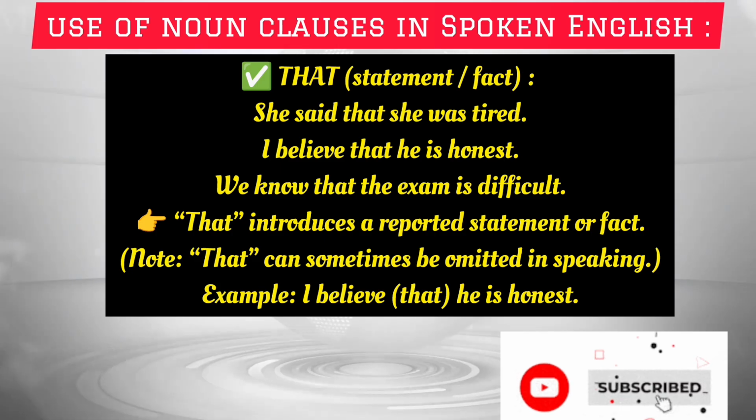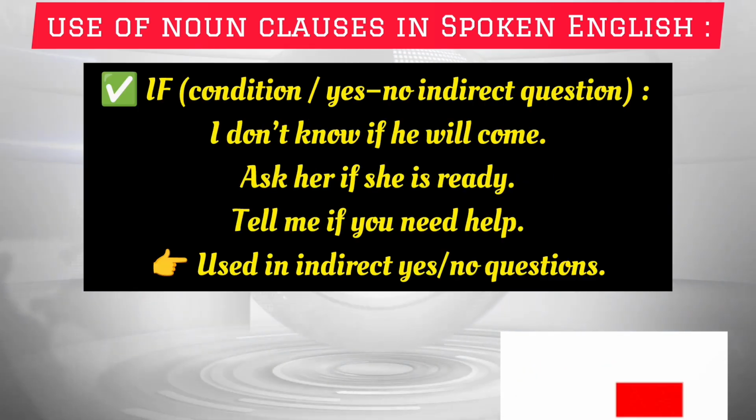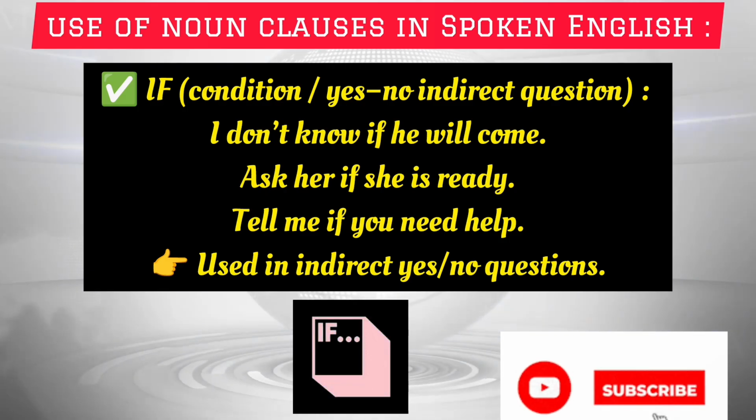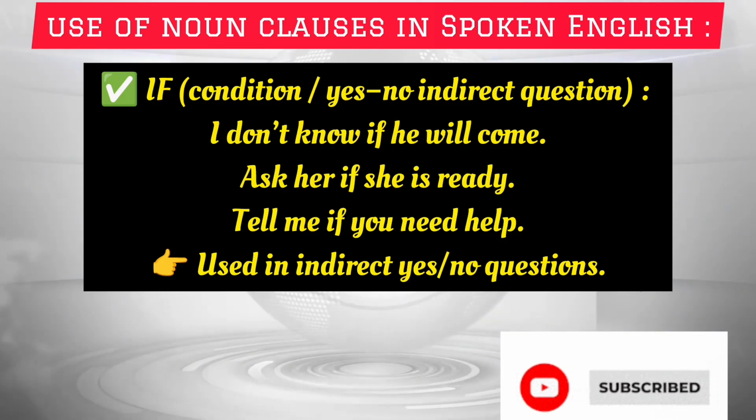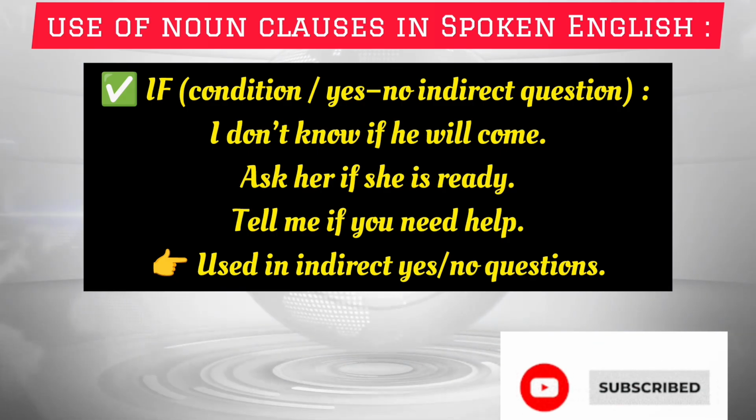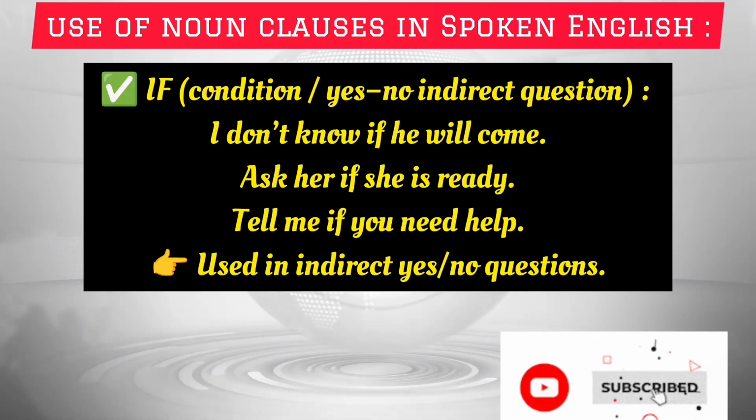Up next, we will see the next one, that is if. If is used to denote condition. Yes, no, indirect question. As you see the first example, I don't know if he will come. If he will come is the noun clause. So we are talking about a kind of a condition.